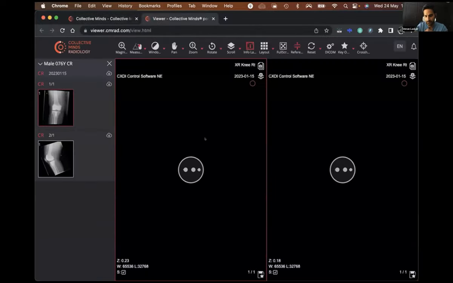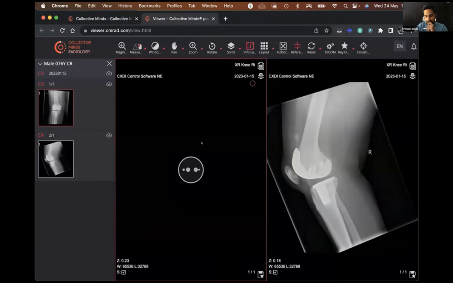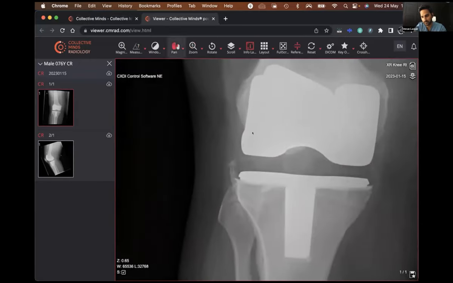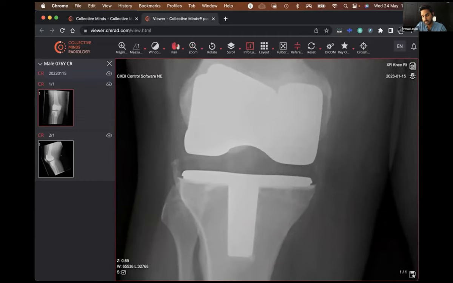Okay, so let's open this one. Hopefully this is a bit more straightforward. This is someone who's had a knee replacement, and they've come in with sudden onset knee pain. Okay, so let's zoom in and have a look and see what's going on. So let's zoom and let's pan this across. So here, let's have a look at the replacement.